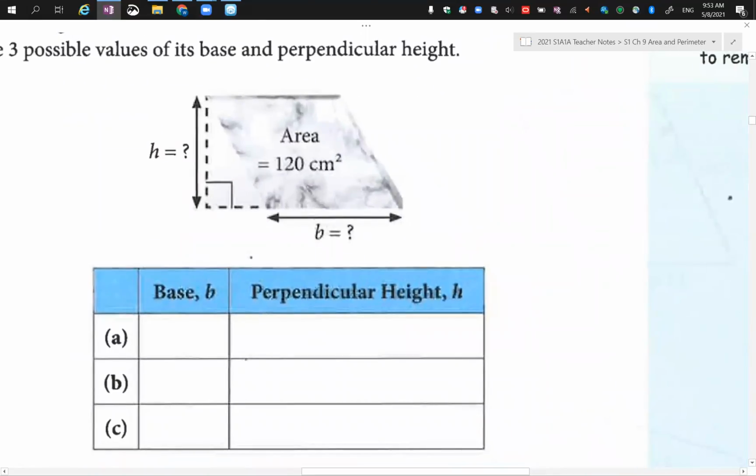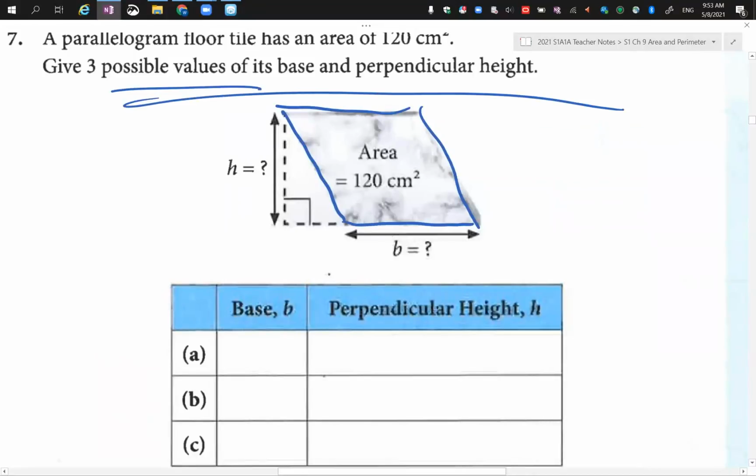So here we have a parallelogram again. The area is 120 square centimeters. They're asking you for 3 possible values of the base and the perpendicular height. You can come up with any values you like, as long as they multiply to give you 120. For example, if the base is 1, the height must be 120. Okay, your turn to try. Try 2 more answers.